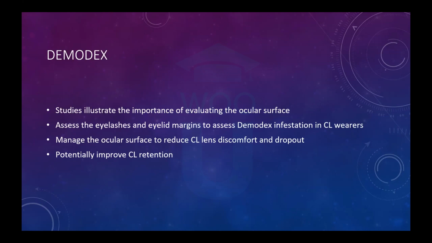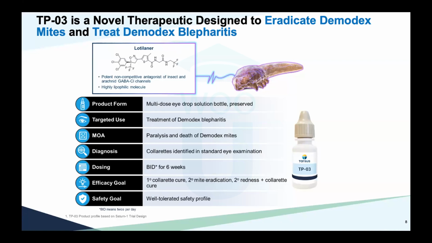There's so many different examples. I'm just focusing on contact lenses because that's a lot of what I do. But this could not only improve contact lens retention, this could really help with so many different things moving forward. So there will be a new treatment. TP-03 is a novel therapeutic that is not quite available yet, but hopefully in the near future, it will be available. And what it's going to do is actually eradicate, completely clear up the Demodex.